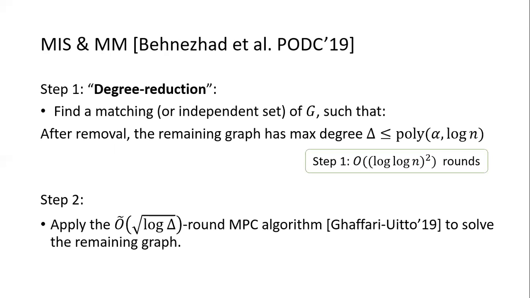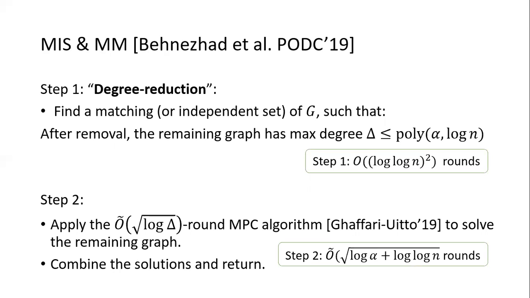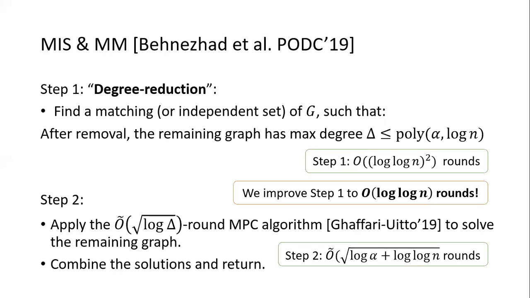Then they apply the algorithm for general graphs by Ghaffari and Wit with running time square root of log delta to solve the remaining graph. And they finally combine the solutions. So if alpha is small, then this step is very efficient, and the bottleneck is the first step. Our contribution is to implement the first step using only log-log-n MPC rounds.